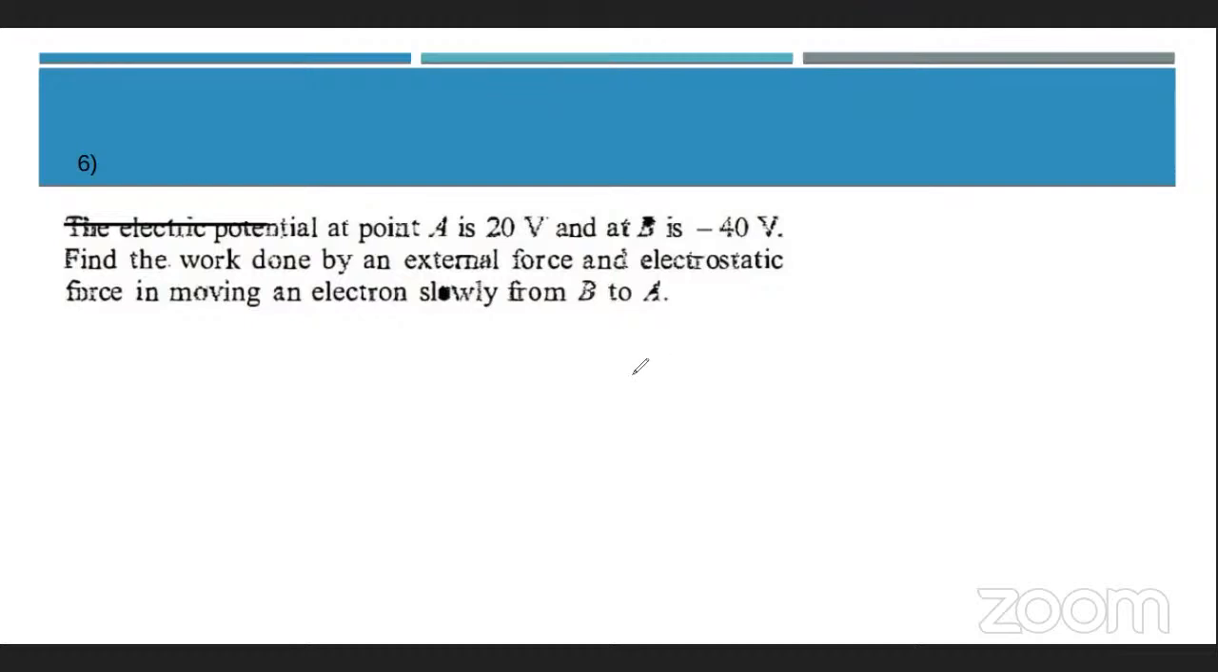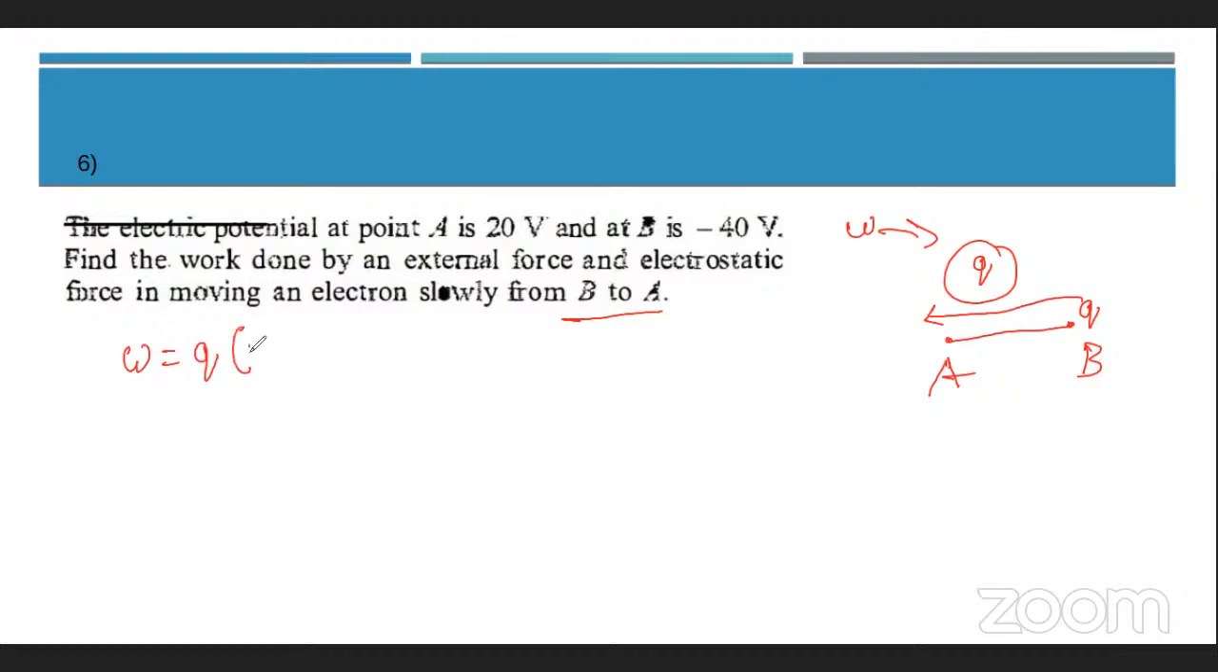Okay. See, the definition of electric potential says that you have to bring a charge, the work done in bringing a charge from one particular point to another. Here we have to bring it from B to A. So if I have A and B, I have a charge Q at B, I'm supposed to bring it to A. So work done in bringing a charge from one point to another point, we find delta V. So final minus initial potential, VA minus VB.